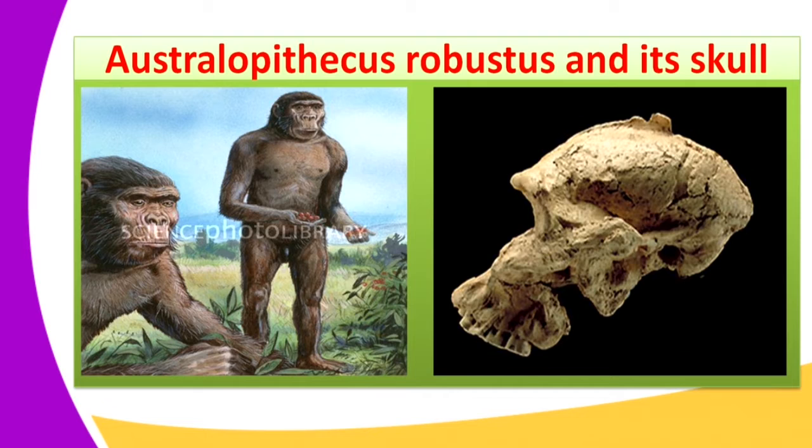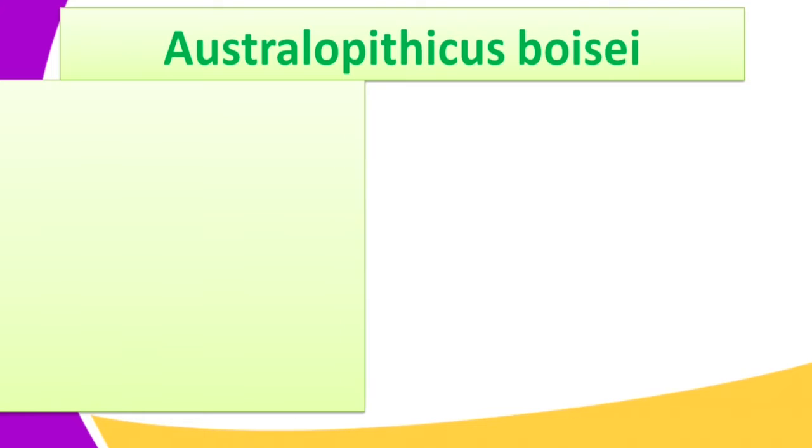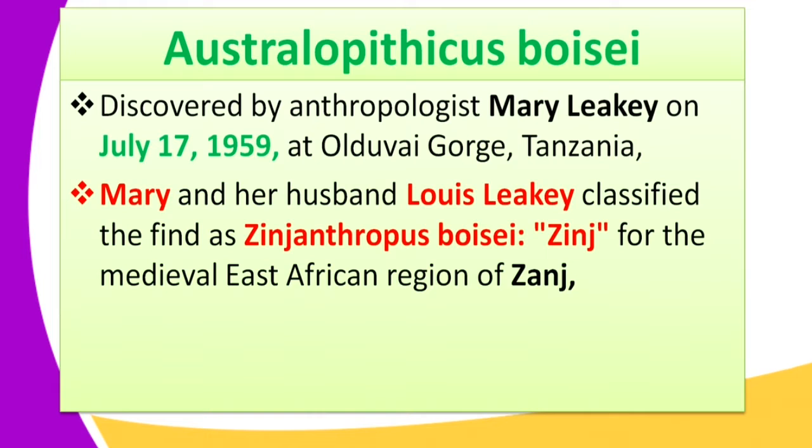So Australopithecus boisei, there's a continuation of this because we have said it's the same. It was discovered by anthropologist Mary Leakey, on July 17, 1959 at Olduvai Gorge in Tanzania, East Africa. So Mary and her husband, Louis Leakey, classified the find as the Zinjanthropus. That's why we have said southern ape. Zinjanthropus comes from the word Zinj, and Zinj is a medieval East African region.